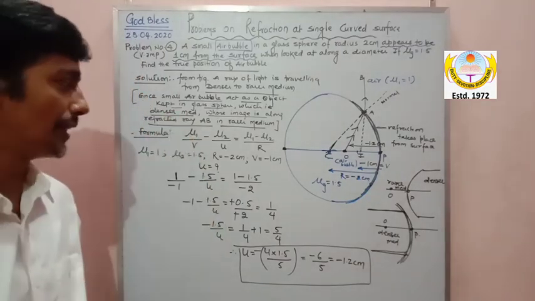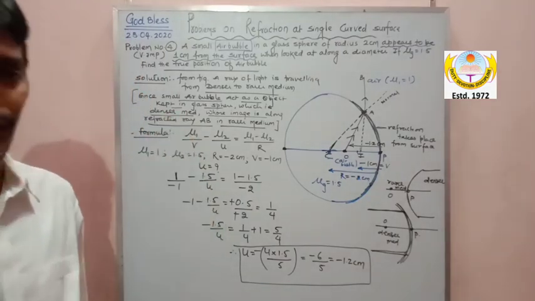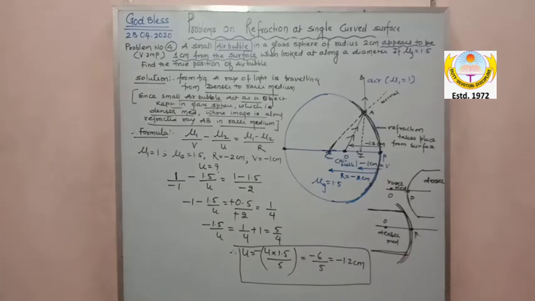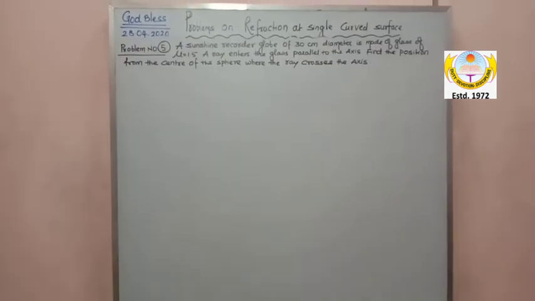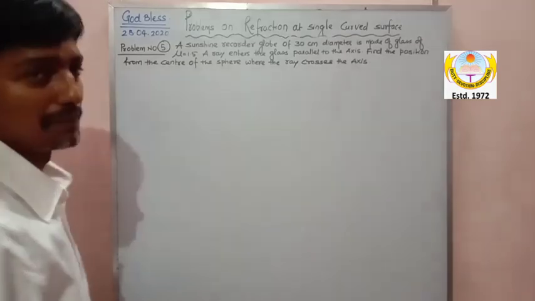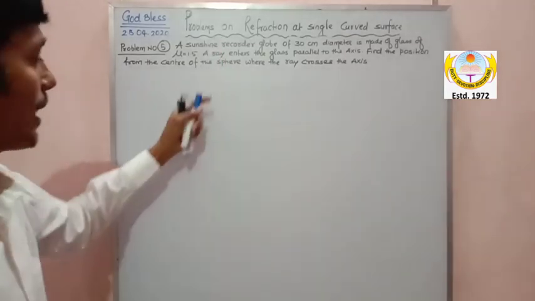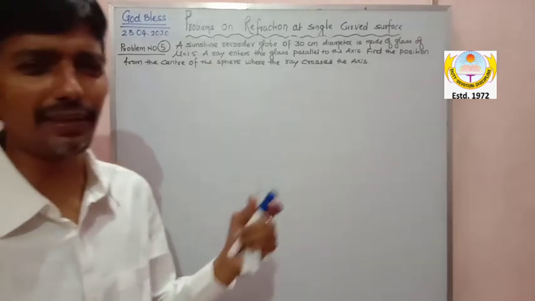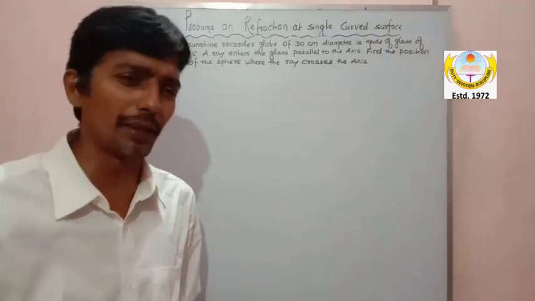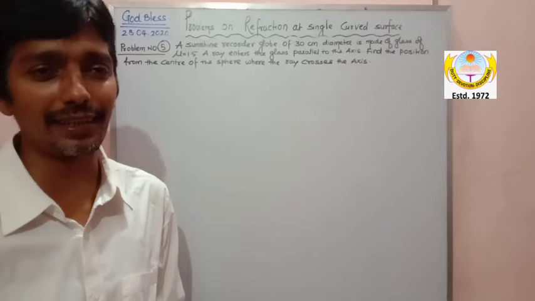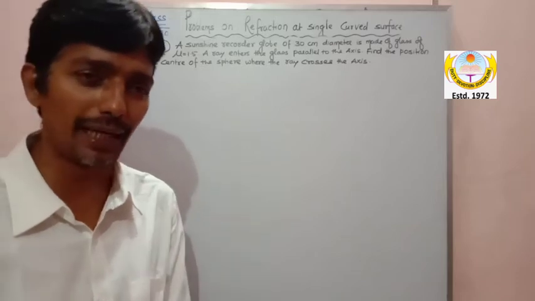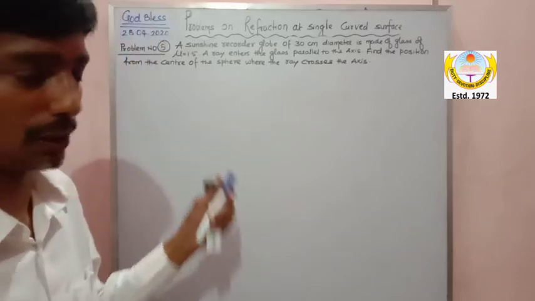So I hope it's clear, my dear. Now let's go to the next one. Now my dear, look at this, this is the last sum from my side on the topic refraction at a single curved surface. Here I have taken this sum because this 5 sum is enough, my dear, to do all the numericals based on refraction at a single curved surface. I have covered all the types of the sums with this topic.